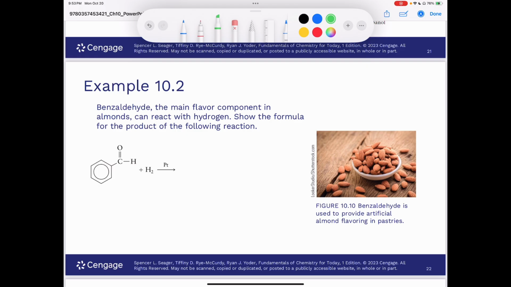And so in example 10.2, it says benzaldehyde, the main flavor component in almonds, can react with hydrogen. Show the formula for the product of the following reaction. So we have our benzaldehyde, we're reacting it with hydrogen. And so what's going to happen is our aromatic ring is going to remain intact. But now the carbon that was the carbonyl carbon is going to have not one hydrogen attached to it, but two. And the oxygen from the carbonyl will have a hydrogen attached to it.